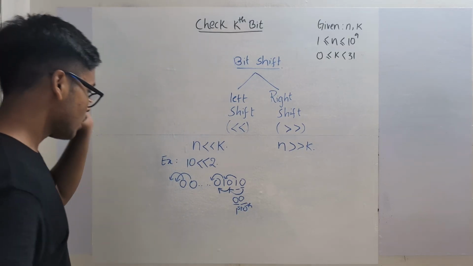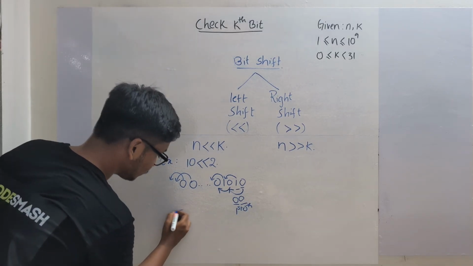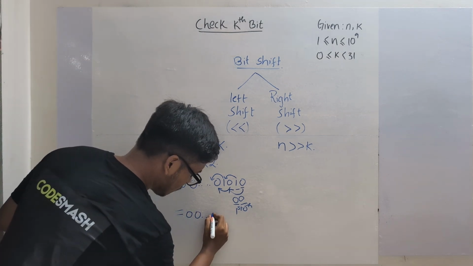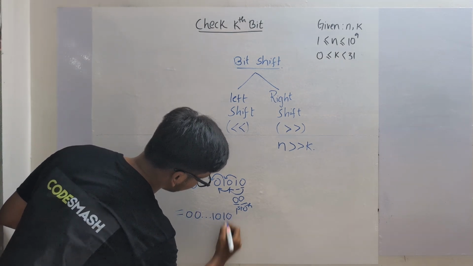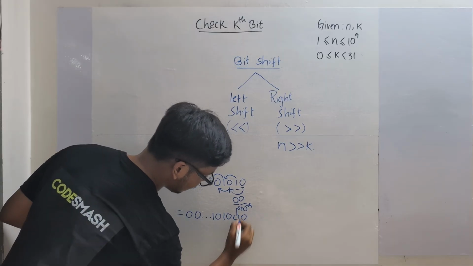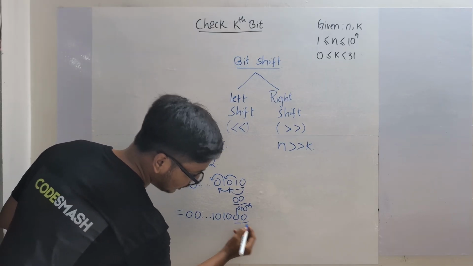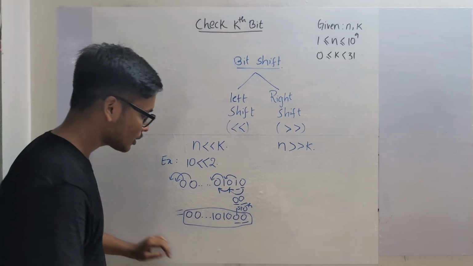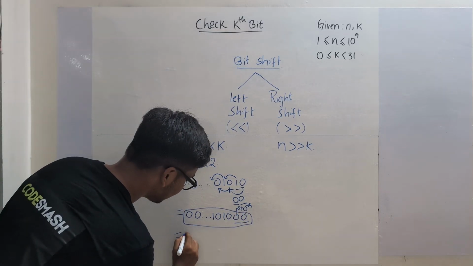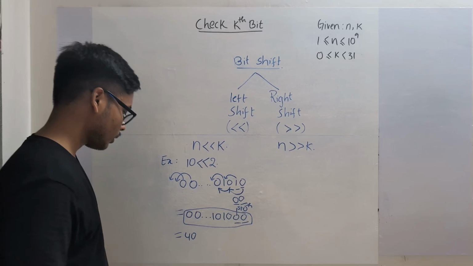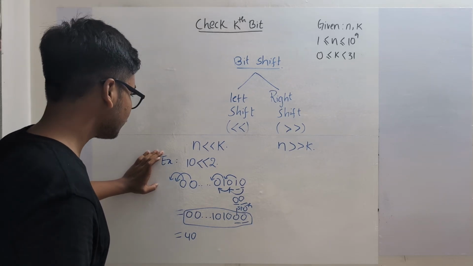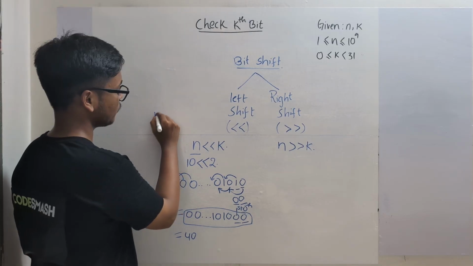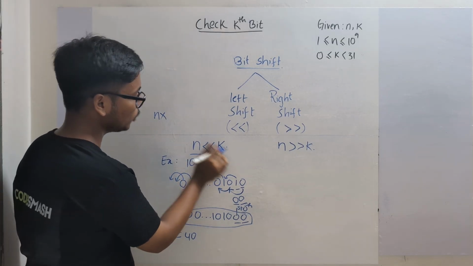So the final number will look like 0, 0 and so on, 1, 0, 1, 0 and another 2 zeros. These two are the new zeros which we have added here. If you change this number into its decimal form, it's 40. So if you look carefully, left shift is nothing but multiplying n by 2 power k.